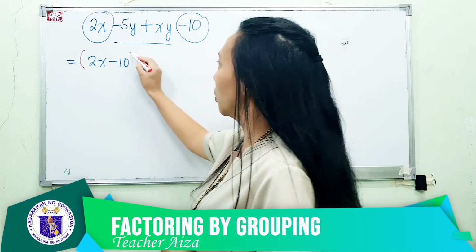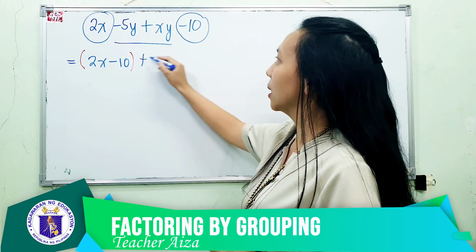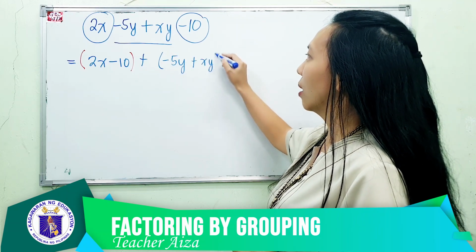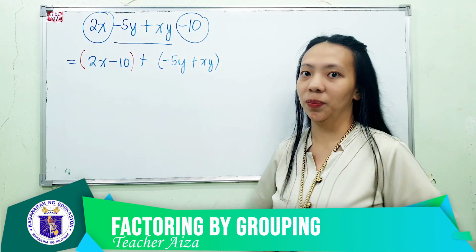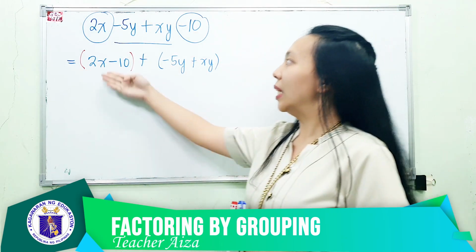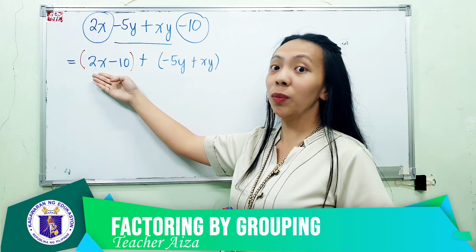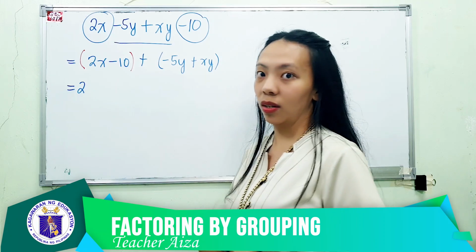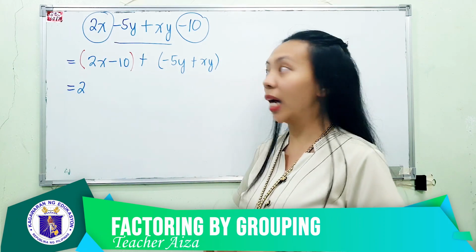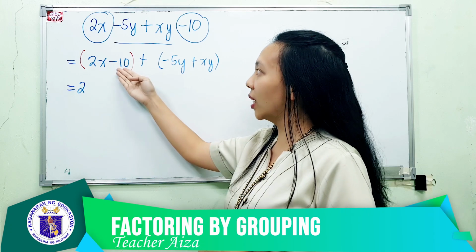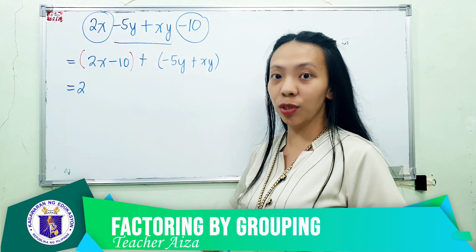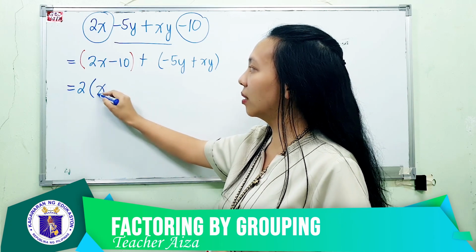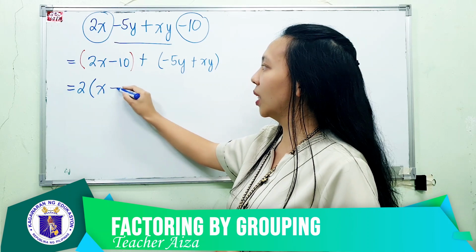This is one group, plus the quantity negative 5y plus xy. This is the second group. Now, let us factor the first group by the common monomial factoring. Again, 2 is a common monomial factor. The other factor is obtained by dividing 2x and negative 10 by the common monomial factor 2. The other factor, therefore, is 2x divided by 2, x. Negative 10 divided by 2 is negative 5.